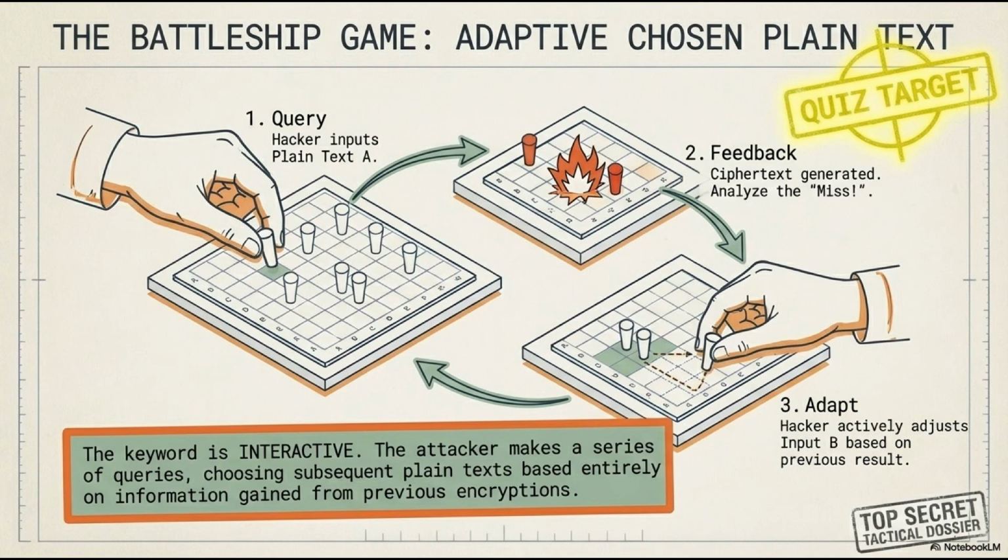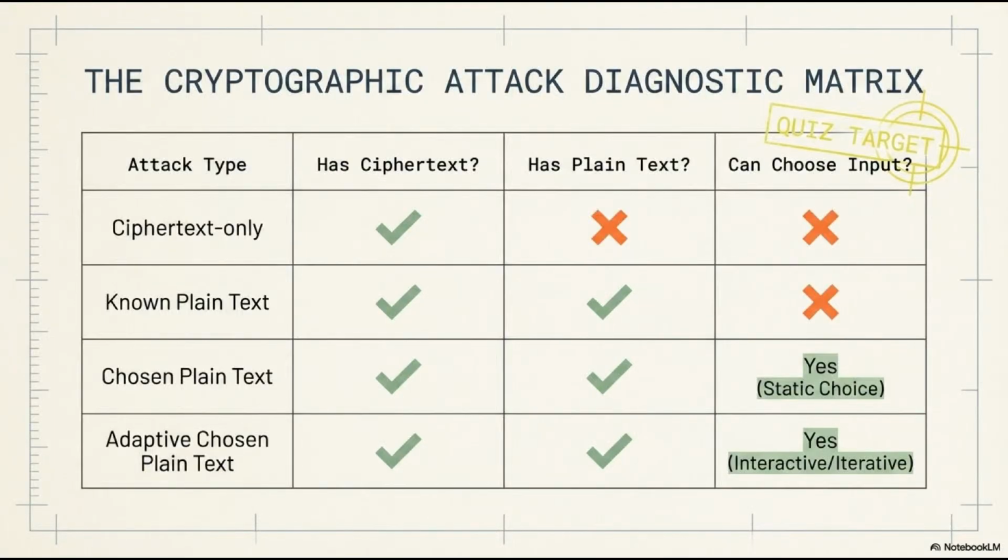So think about this for your next 2 to 3 sentence response. What is the defining difference between a standard chosen plaintext attack and an adaptive chosen plaintext attack? It really comes down to that interaction. To summarize these, we move to slide 10, the cryptographic attack diagnostic matrix. This is a great cheat sheet table.